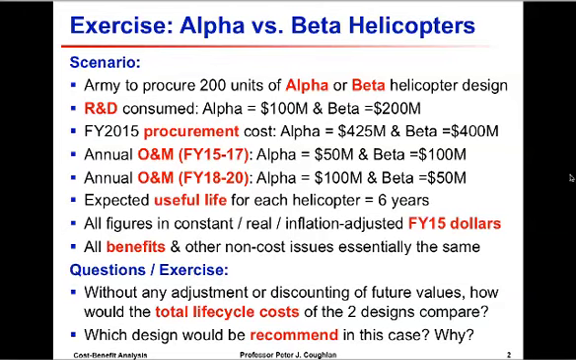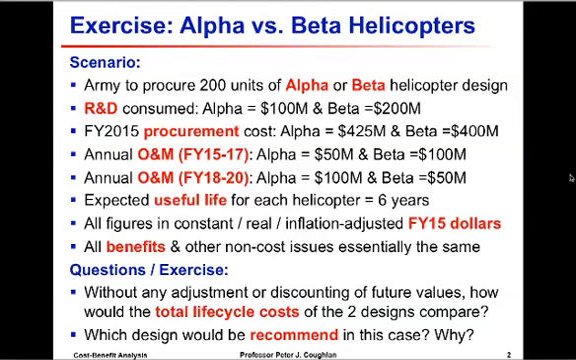In this scenario, the idea is that suppose the Army is going to procure 200 units of a helicopter design, and the purpose of the cost-benefit analysis is to decide which of two designs should be chosen. You are told that the R&D consumed so far is $100 million by Alpha and $200 million in the Beta project.